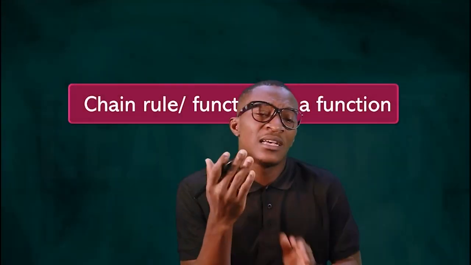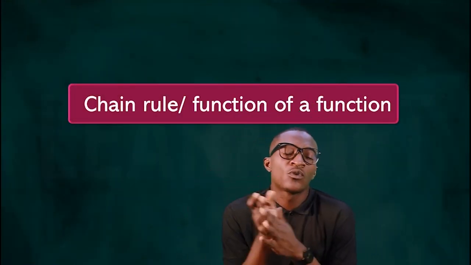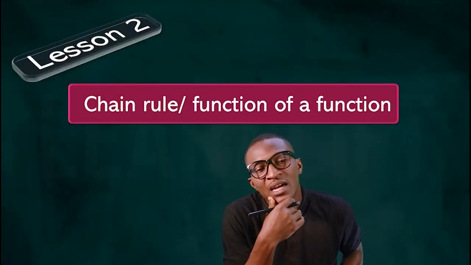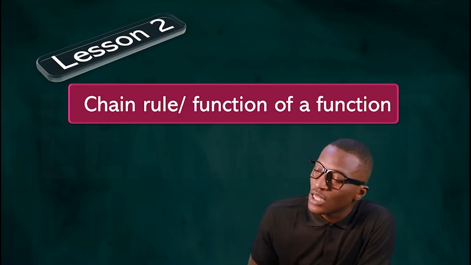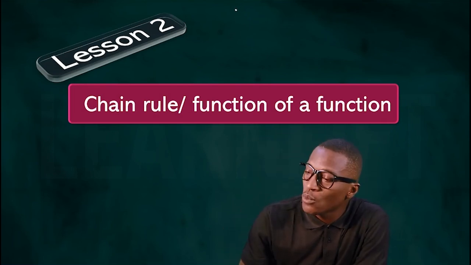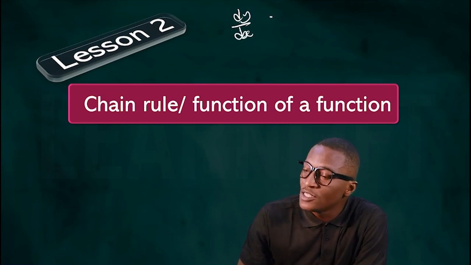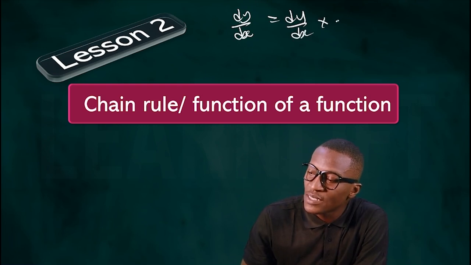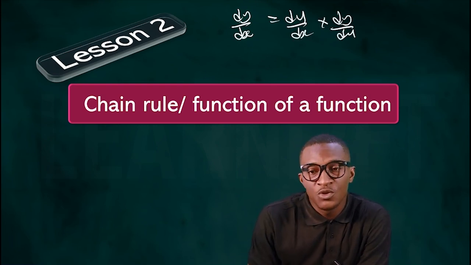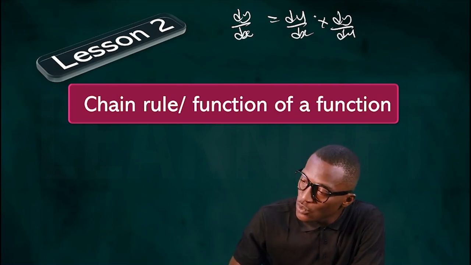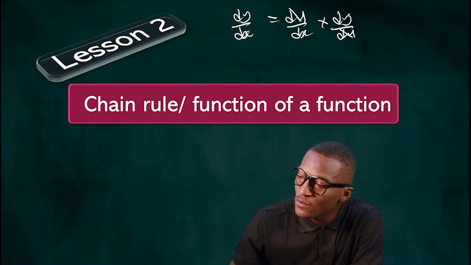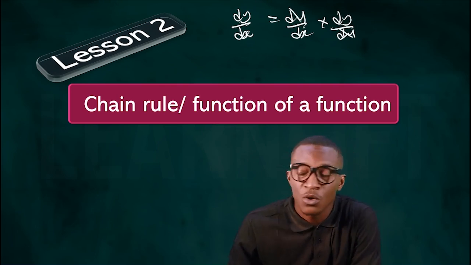Hello guys, in this class, let's do chain rule, also what we call function of a function. That will practically become our Lesson 2. Now, let's say we have y. What's dy over dx for chain rule? The dy over dx is simply du over dx times dy over du, so that if this du cancels this du, you are going to have dy over dx.